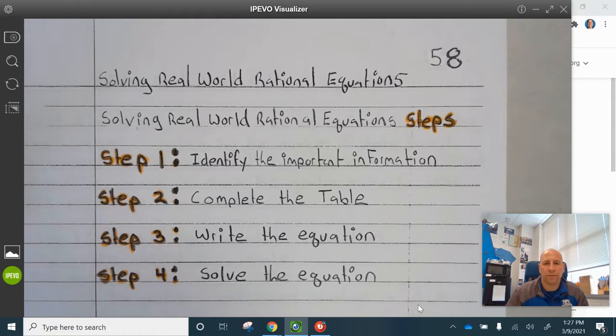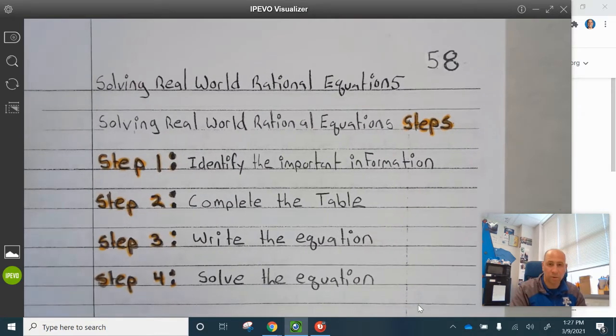Solving real-world rational equations steps. Step 1, identify the important information. Step 2, complete the table. Step 3, write the equation. Step 4, solve the equation. All right, I'll go ahead and update your notes.